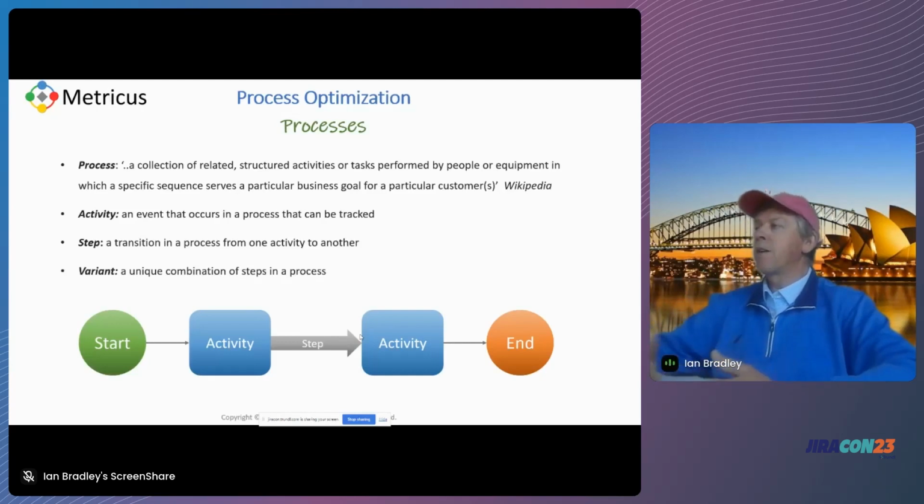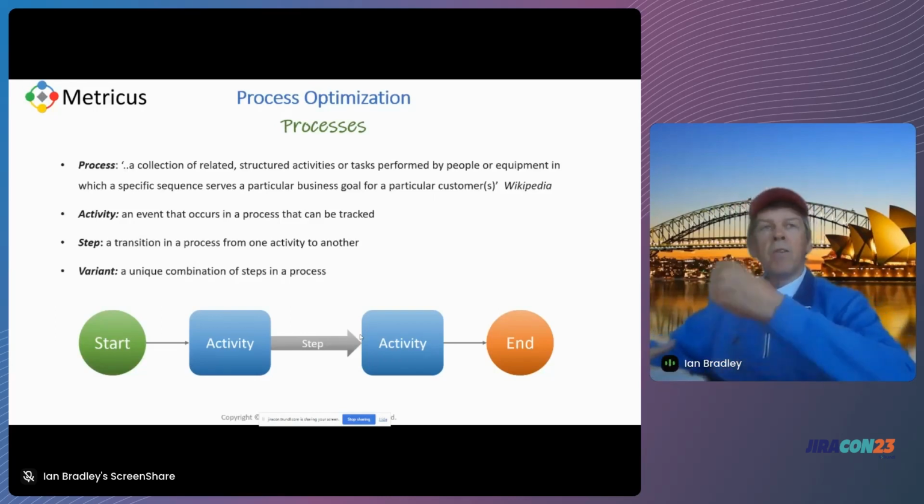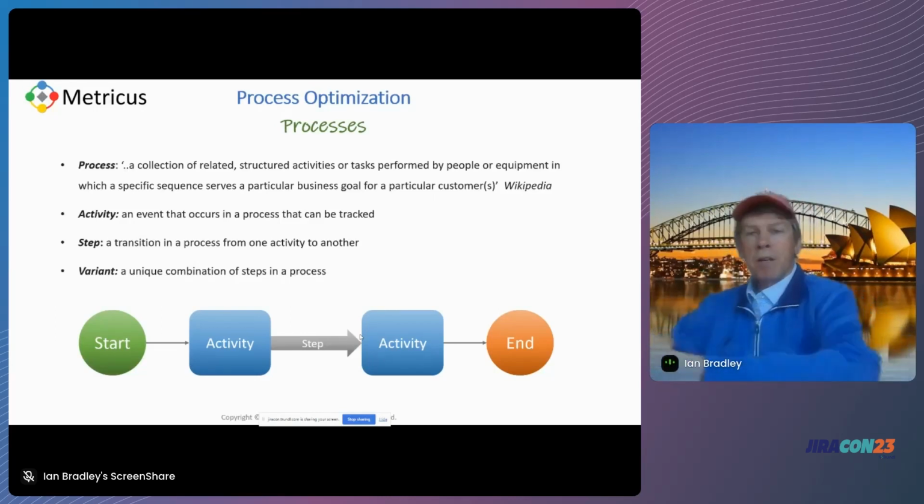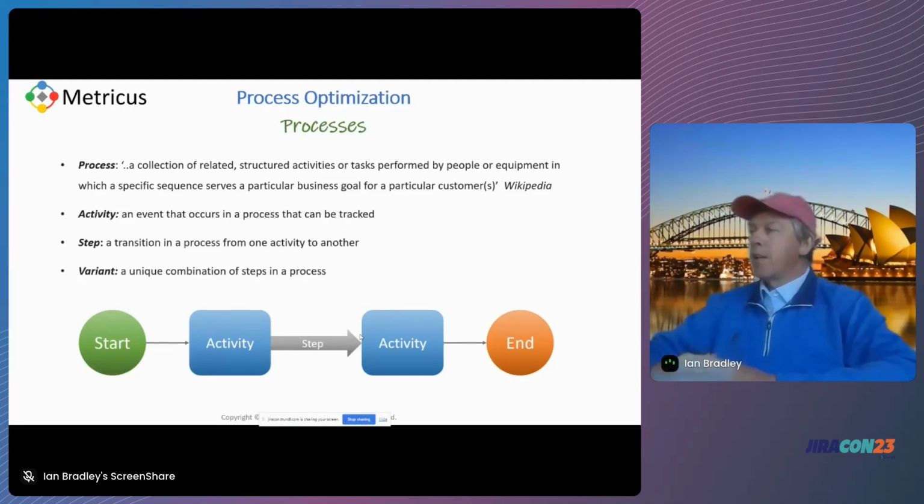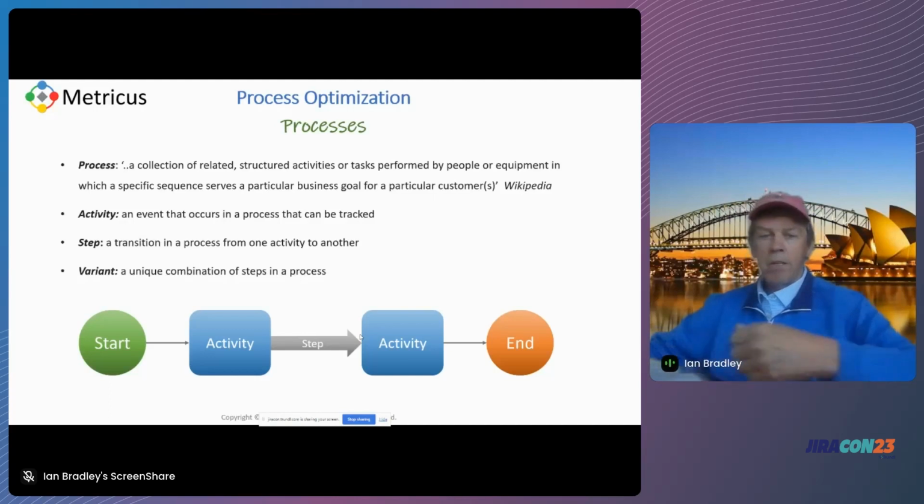So in a process, you have activities, and an activity is an event that occurs in a process. In Jira, an activity might be a status change, or an assignment group change, or a priority changing, or providing feedback to a customer. So they're events that happen during the life cycle of a process. Then we have a step, and a step is going from one activity to the next, like a status change from on hold to in progress, or from one assignment group to another.